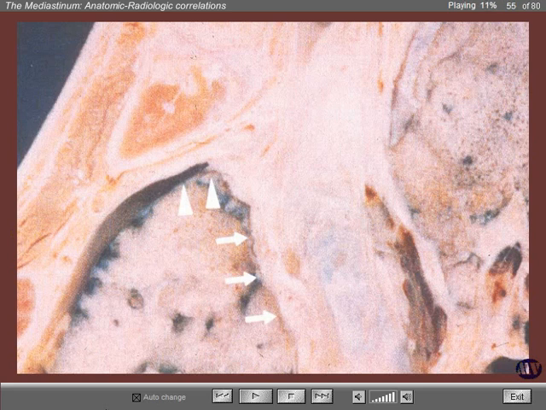This is a specimen from Dr. Proto and Dr. Heitzman's work, which shows the anterior wall of the superior vena cava as a structure that can be seen on plain radiographs.